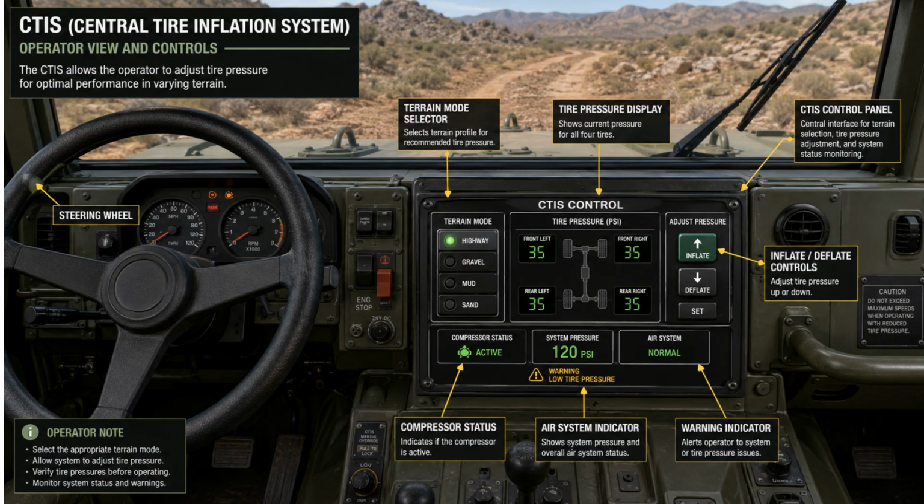Before moving, the operator should select the correct terrain mode, allow the system to complete the pressure adjustment, verify all tyre readings, and check for warnings. This interface allows tyre pressure to be managed without leaving the vehicle, improving mobility, safety, and mission efficiency.